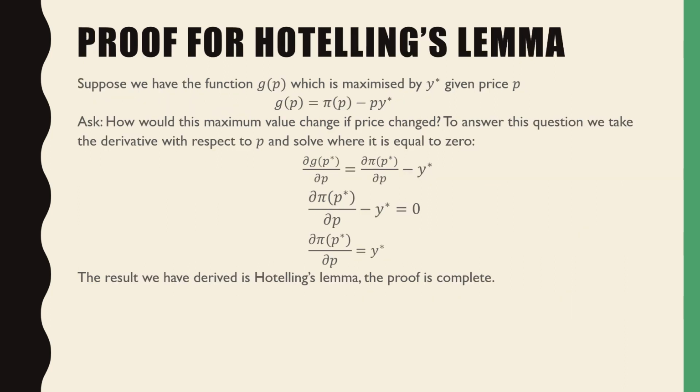Suppose we have the function g of p, which is maximized by y star given price p. We need to ask the question, how would this maximum value change if price changed? To answer this question, we take the derivative with respect to p and solve where it's equal to zero. By rearranging this equation, we derive Hotelling's lemma. Thus, the proof is complete.